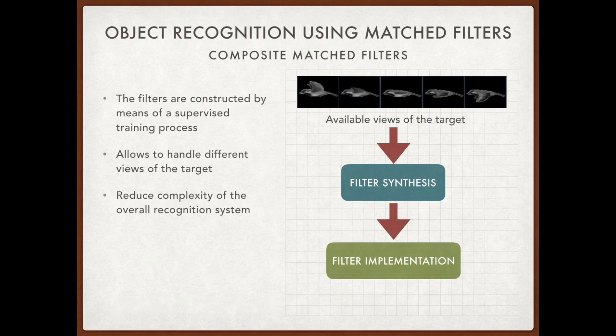In order to construct the match filter, we use the composed filter approach. In this case, we have several available views of the target to be recognized, and the filter is constructed using a supervised training process. So different views of the target, expected distortion of the target can be recognized with a single filter. So the complexity of the overall recognition system can be reduced.